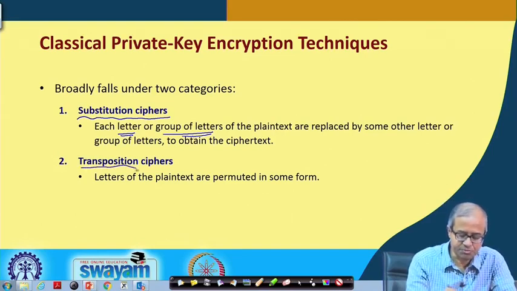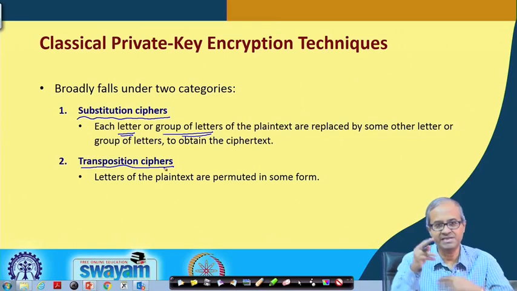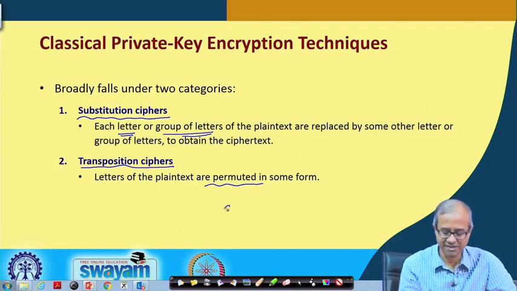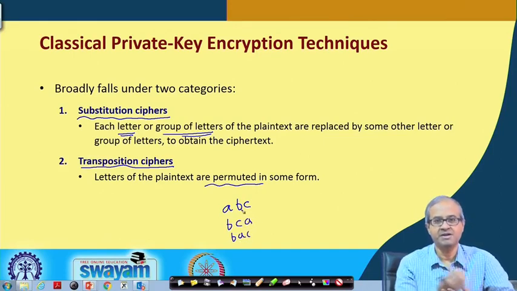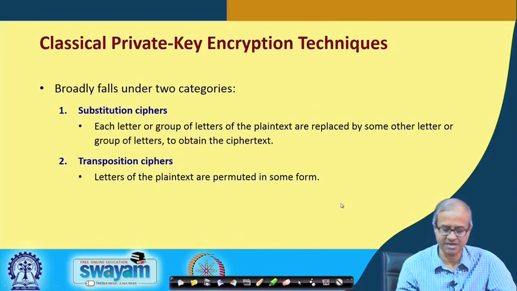And in transposition cipher, the letters are not replaced by anything, just the order of the letters is mixed up. They are permuted, some kind of permutation. Like for example, if my letters were A B C, I can make it B C A or B A C or something. This is called permuting the order of the letters. Okay? So, let us see some of the classical techniques.